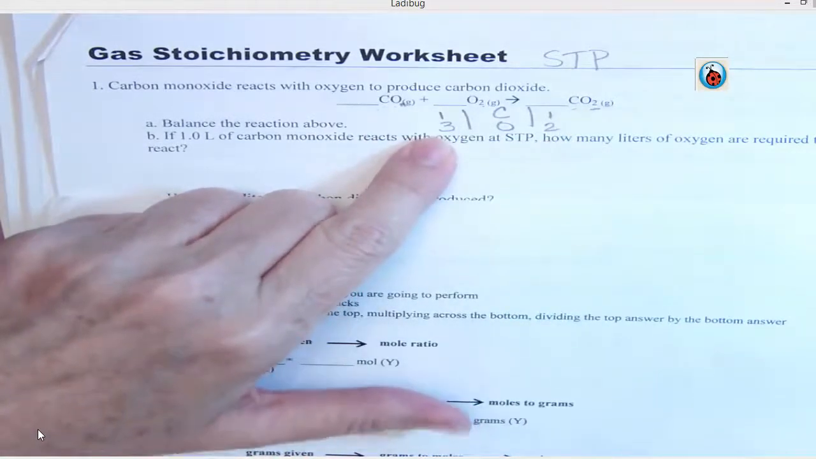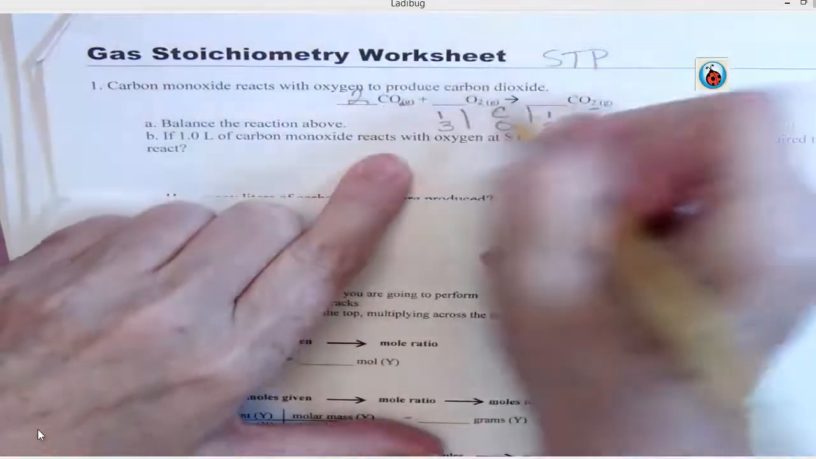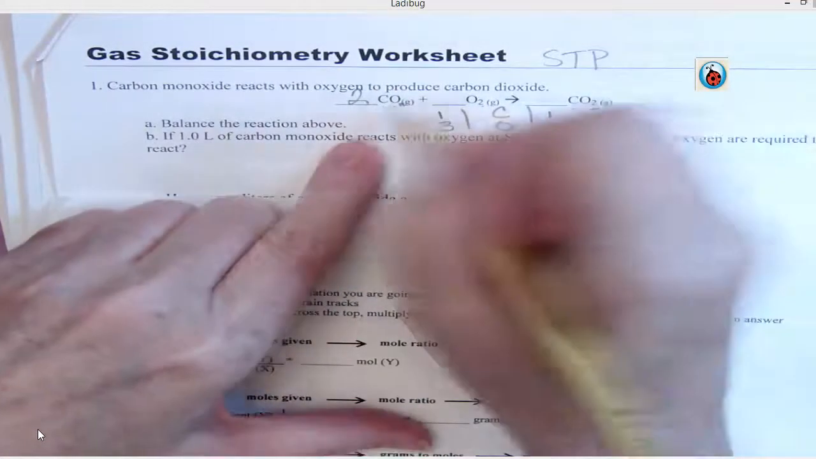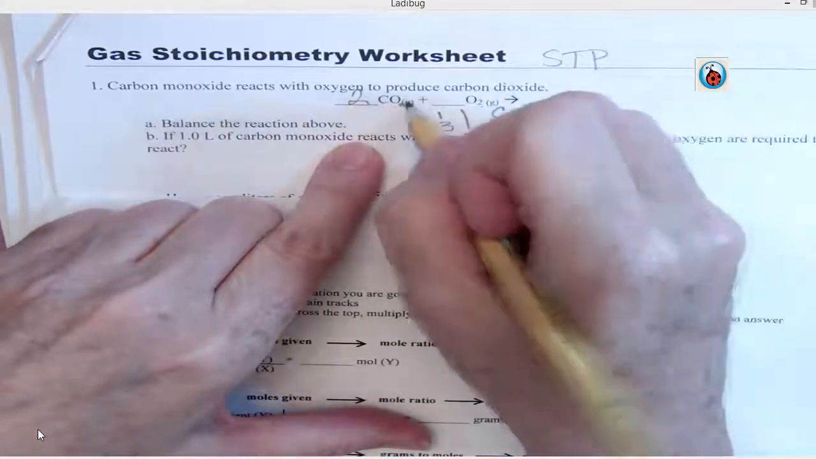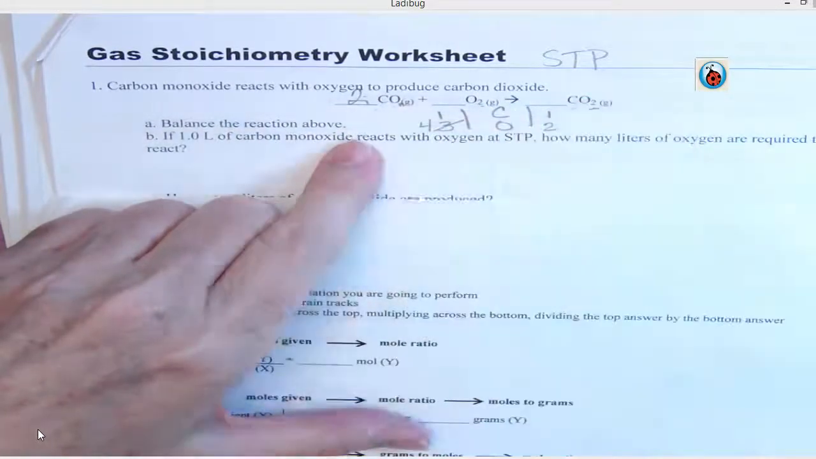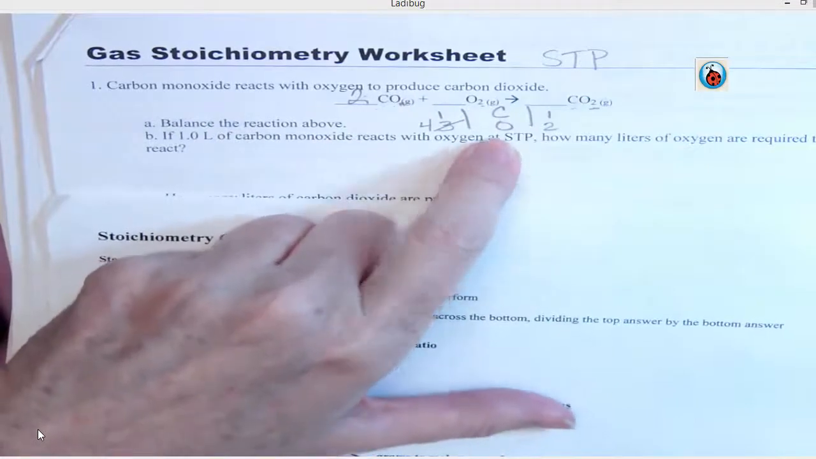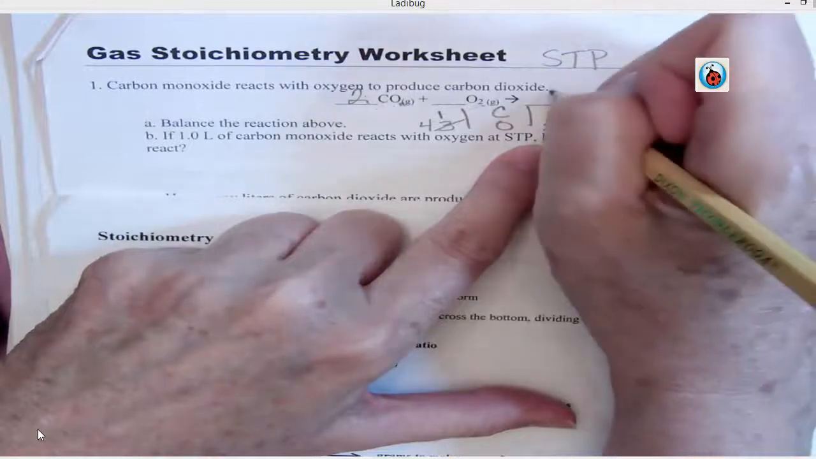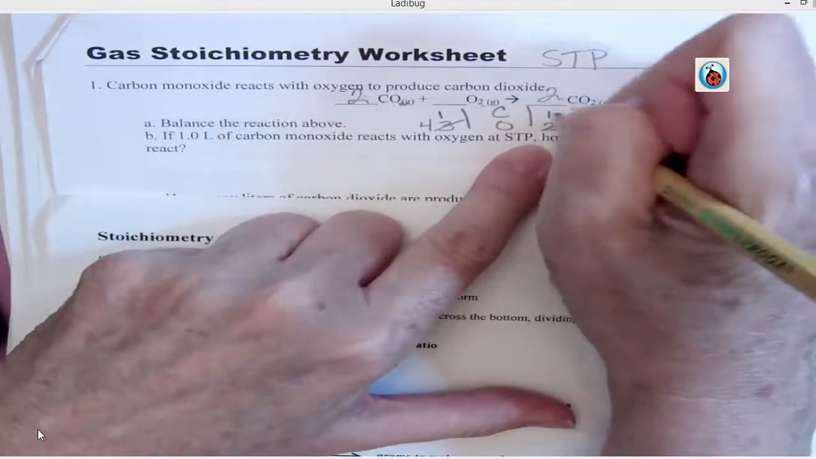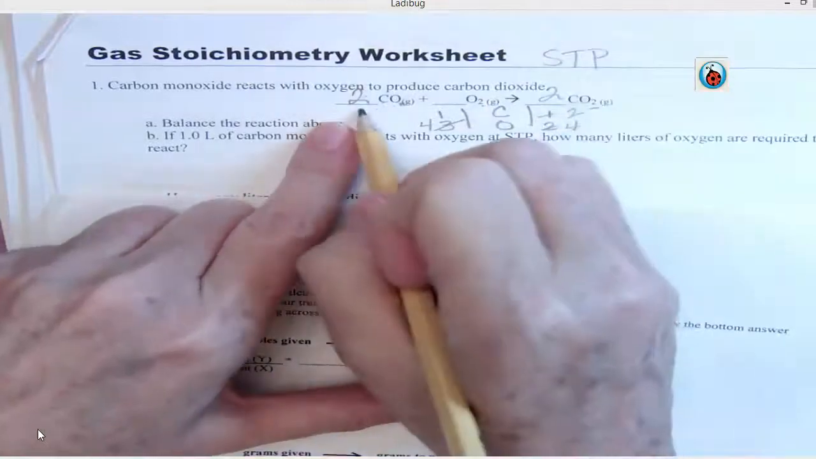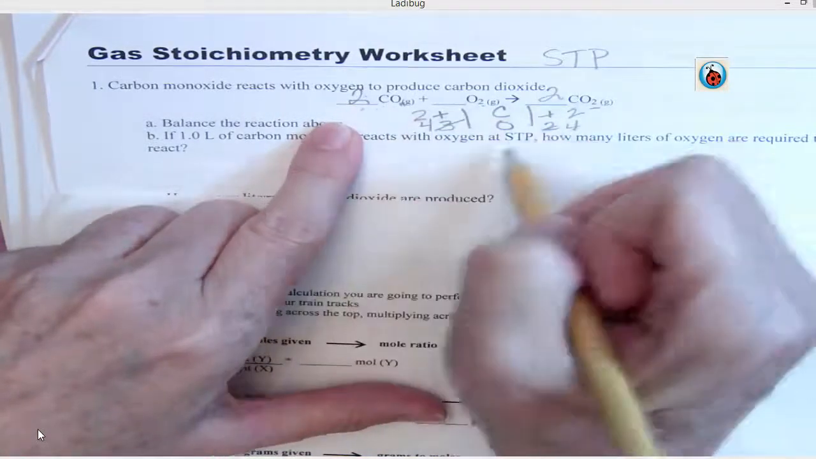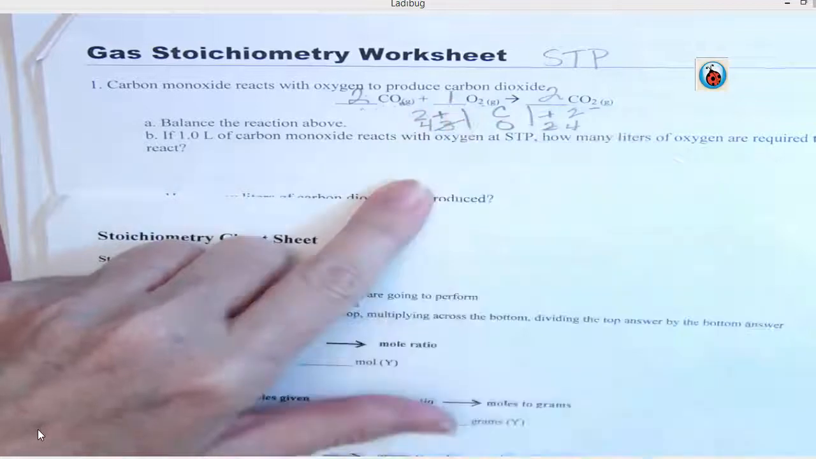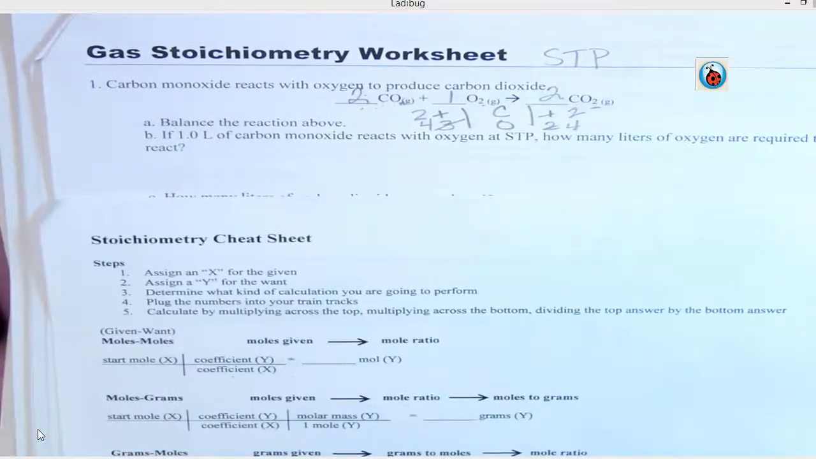I need even numbers for balancing, so I'm going to change that coefficient to a 2. So now I've got 2 oxygen here plus the 2 here, so I've got 4 oxygen. So now it's easier to balance because I know what I need to do. I need to get 4 oxygen over here, so 2 times 2 is 4, and now I've got 2 carbon there, and when I put that 2 there, I have 2 carbon there. So I've got the same amount on both sides. So now I have my coefficients that I need to do my stoichiometry problem. All right, so I balanced the equation.